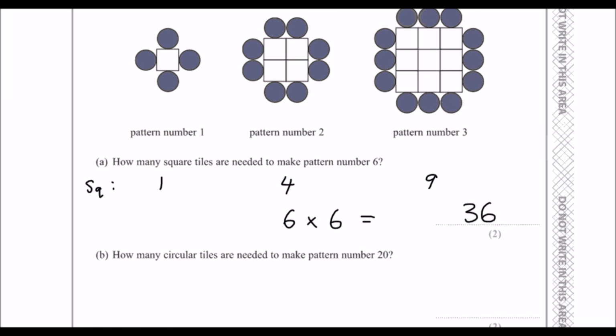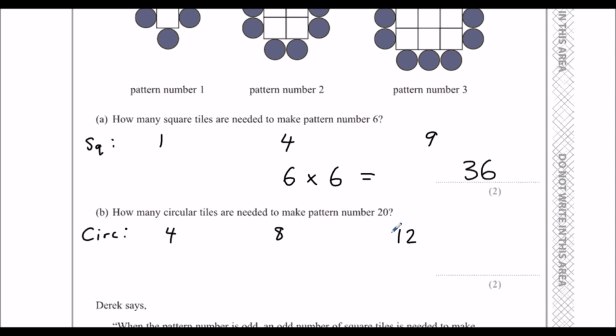Part B. How many circular tiles are needed to make pattern number 20? So let's look at the circular tiles. In the first pattern, there are 4. In the second pattern, there are 8. In the third pattern, 12. So it goes up by 4 every time. So we need to get to pattern 20.